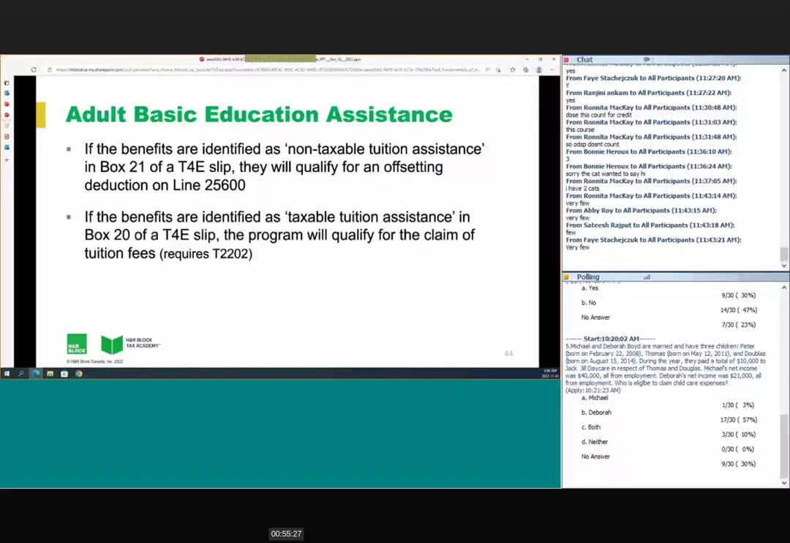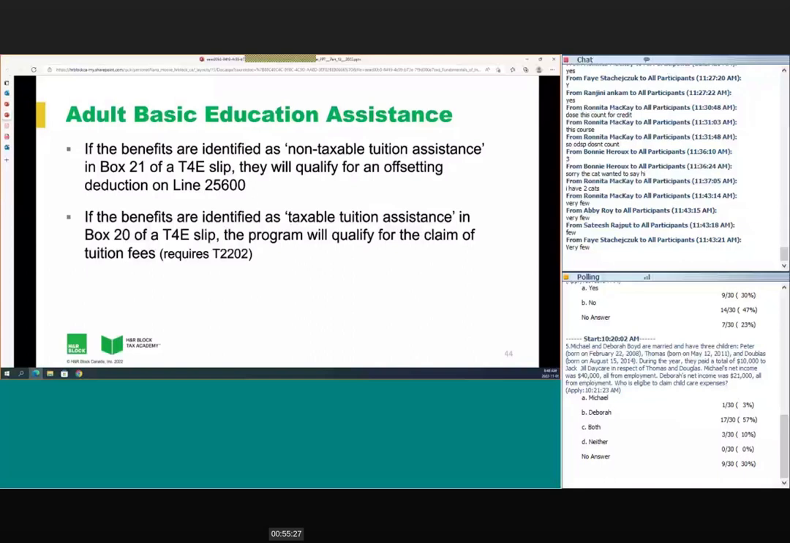So our last topic today is about adult basic education assistance. Sometimes people can get sponsored to get some adult education through the employment insurance program, and if the benefits are identified as non-taxable tuition assistance, they'll have to report it, and then they get an offsetting deduction, so the net effect on the return is zero.